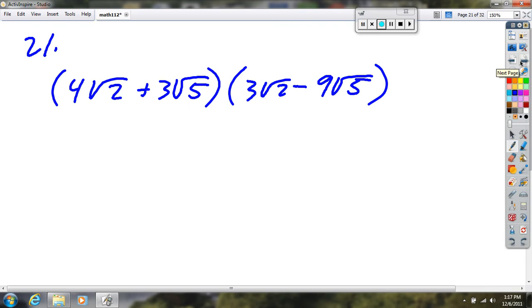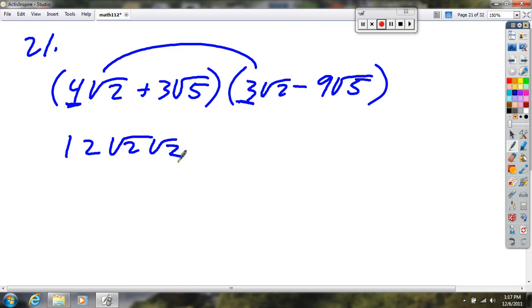Okay, 21, same basic idea. Now this one I'm going to really take a little longer to help make sure you get it. It's this one times this one. So I'm going to take the 4 times the 3, that's 12, times the square root of 2 times the square root of 2. But the square root of 2 times the square root of 2 is 2, so 2 times 12 is 24. Got that? That gives me a total of 24.